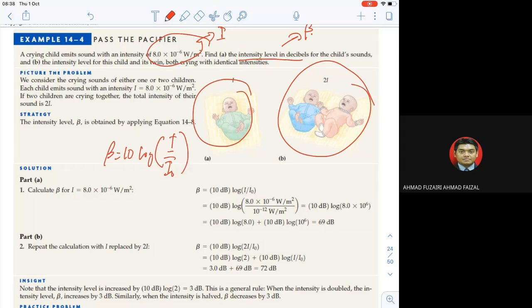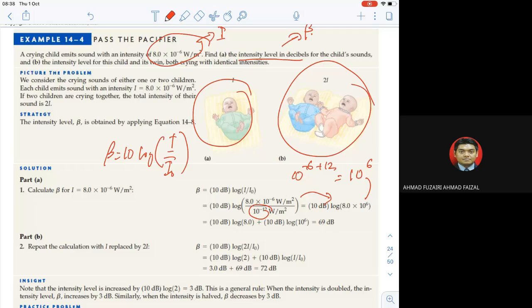You know that I naught should be the threshold of hearing. What is the threshold of hearing? 10 power of negative 12. And the intensity is 8 times 10 power of negative 6. So now we convert it. The negative 12 is brought to the numerator part, so it becomes 10 power of negative 6 plus 12, which is 10 power of 6.